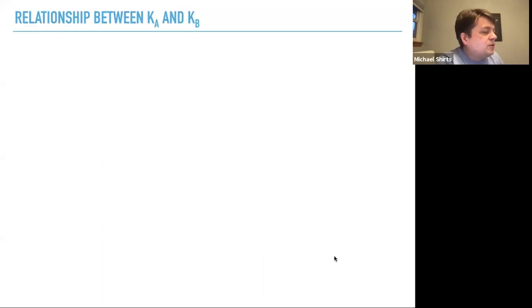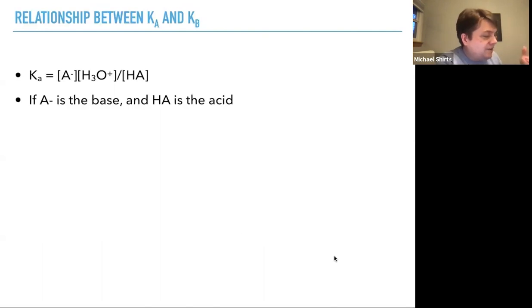So if we're looking at the relationship between Ka and Kb, we write the Ka, right? It's A minus times H3O plus over HA. When we calculate the Kb of the conjugate base, we have to make sure we have things labeled correctly. If A minus is the base, then HA is the acid. So for Kb, the protonated acid will be HA, and A minus is the base, the charged thing is the base here. And so what is Ka times Kb?